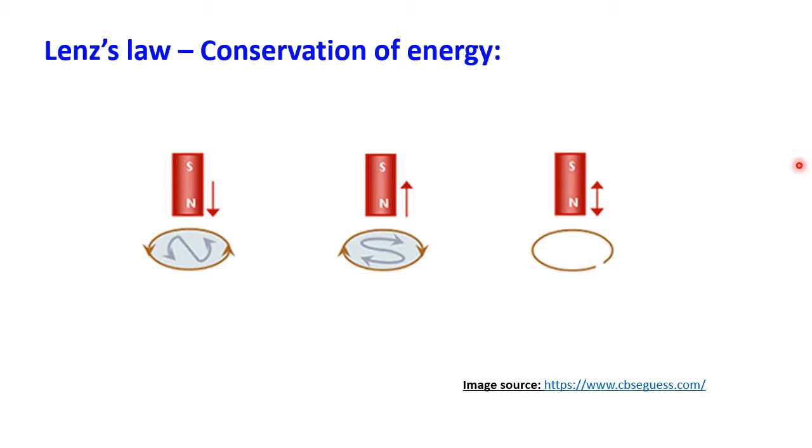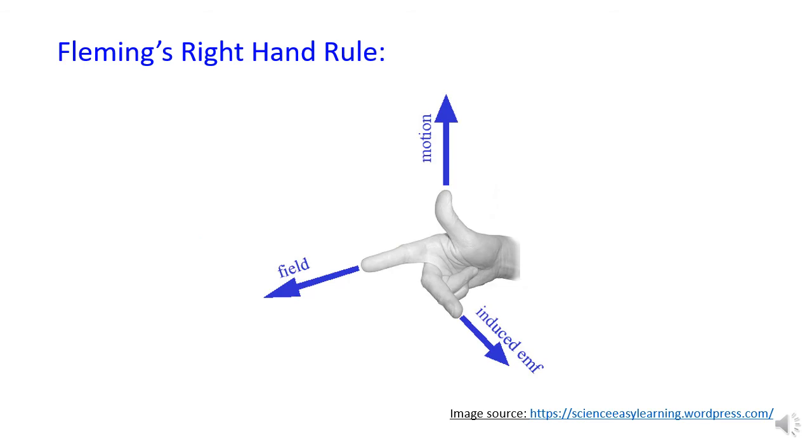As long as we are giving kinetic energy to this, that kinetic energy is converted into electrical energy. So here conservation of energy is going on, nothing is being created. That is Lenz's law. So Lenz's law explains the conservation of energy.